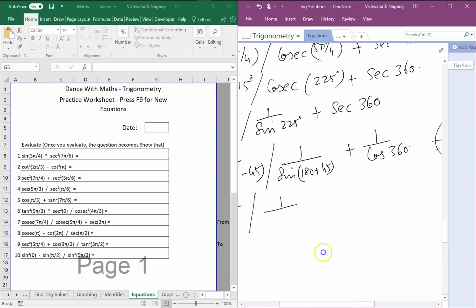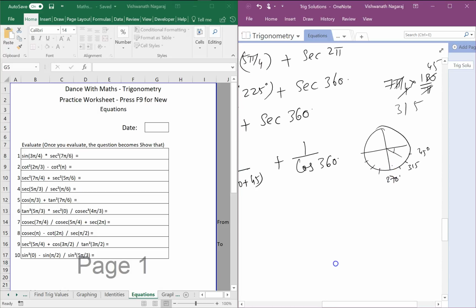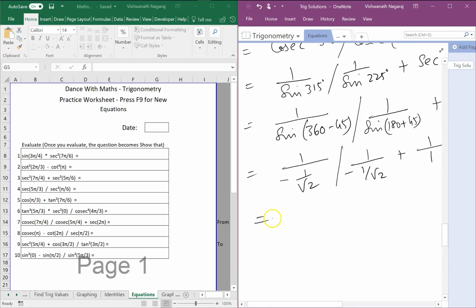Sine is negative when y is negative. So y is negative below the x-axis. Okay. So this is again root 2. 1 by root 2 minus 1 by root 2 plus cos 360. Cos 0 is 1. So which means this is also 1. This whole thing gets cancelled, right? They are both same. So which means 1 plus 1 equal to 2.